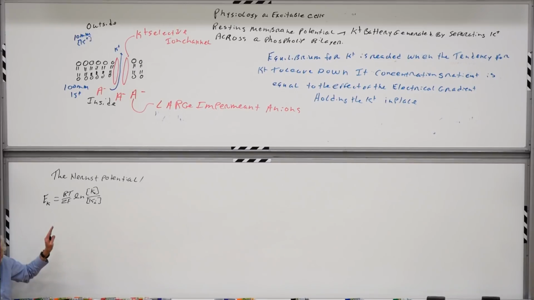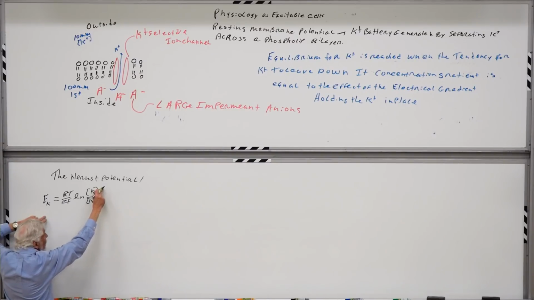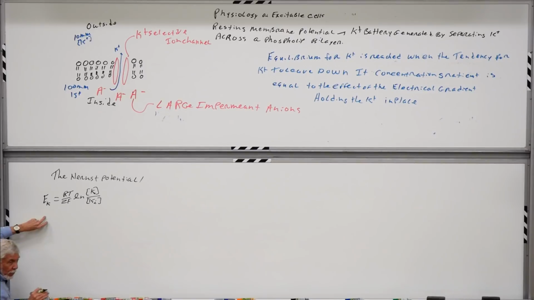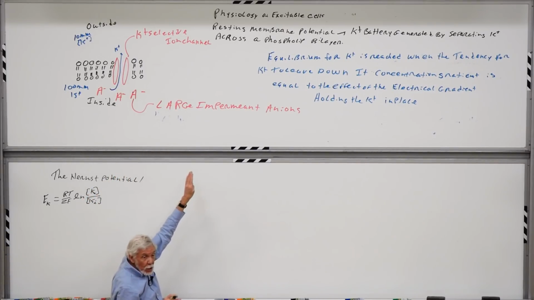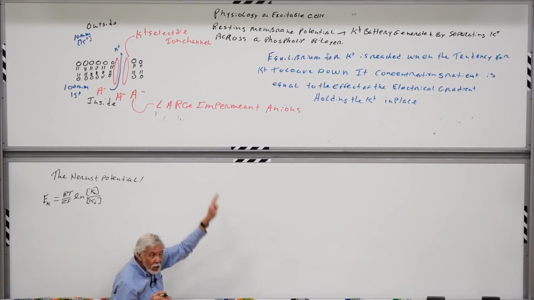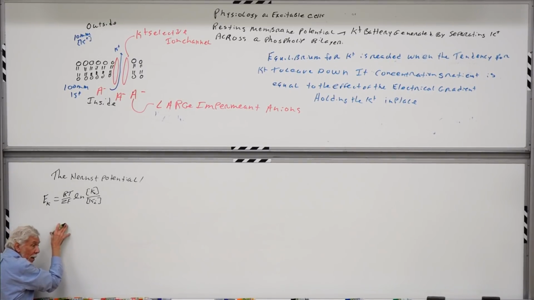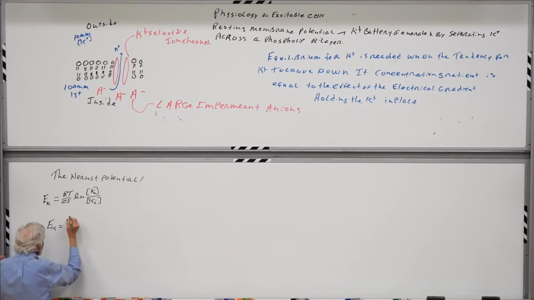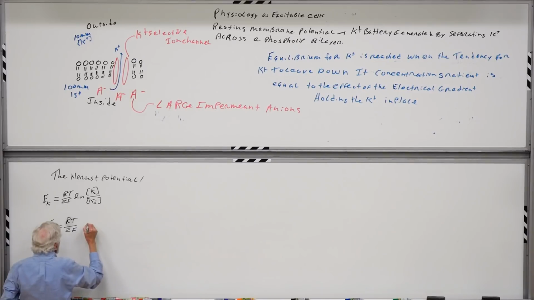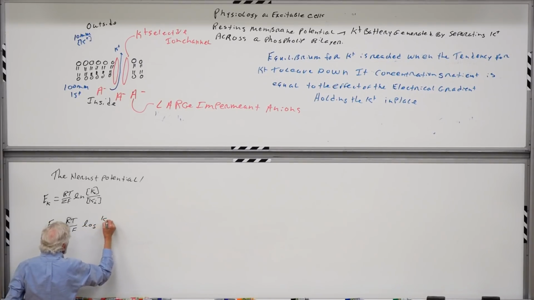But the long and short of it is, we can calculate a potential across this membrane based on the concentration of potassium on the outside and the inside at equilibrium. So once we have reached the equilibrium that we described conceptually in the upper panel, we can now calculate that equilibrium by plugging in some numbers. In this case, the equilibrium potential for potassium is equal to RT over ZF times the log of the potassium concentration on the outside over the potassium concentration on the inside.